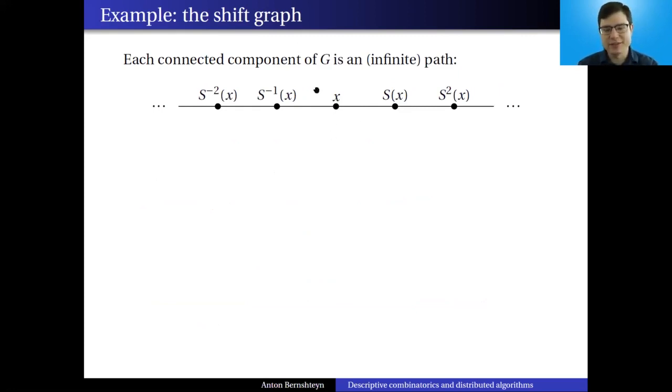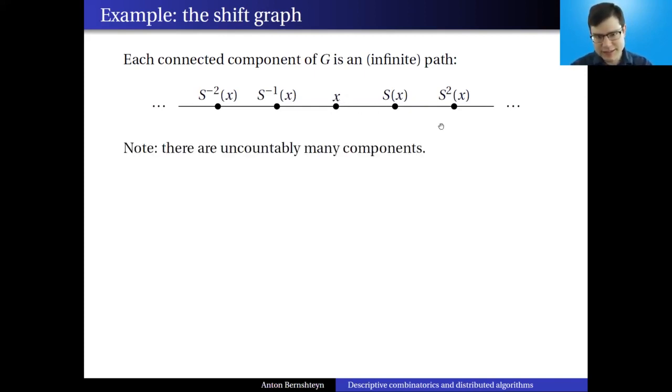I should say that if this looks like somewhat of an ad hoc definition, this shift graph, as it's called, is actually an important example both in descriptive combinatorics and in the study of dynamical systems. So it's not as arbitrary as it may seem. Okay, so this is what every connected component of my graph looks like. In particular, I should note that there are uncountably many components, of course, because there are uncountably many vertices, continuum many, right? But every component is a path, so it's countable. So it's very much a disconnected graph.